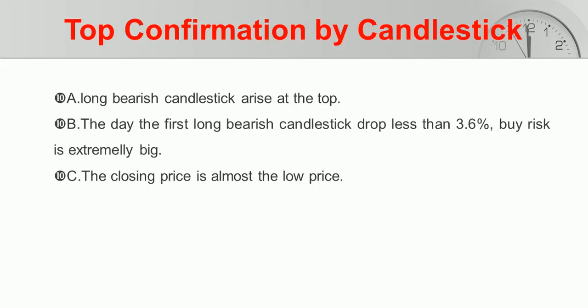So how to confirm the top confirmation? First one, a long bearish candlestick rises at the top. Then you should know here is the bearish one, meaning the red candlestick appears at the top. The day the first long bearish candlestick drops less than 3.6%, the buy risk is extremely big. The closing price is almost the low price. So this is the top confirmation by candlestick. What's that meaning? So let's see some examples.